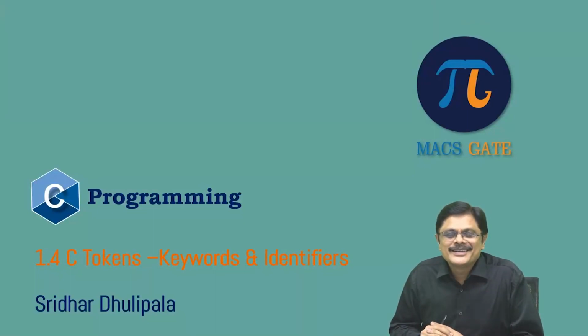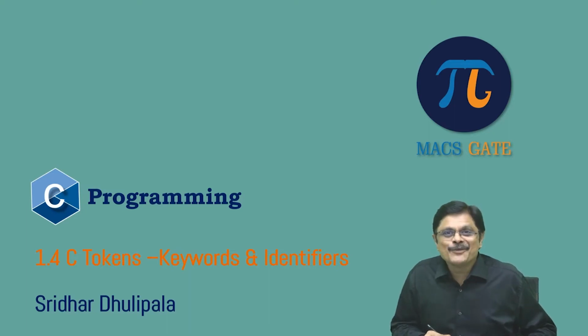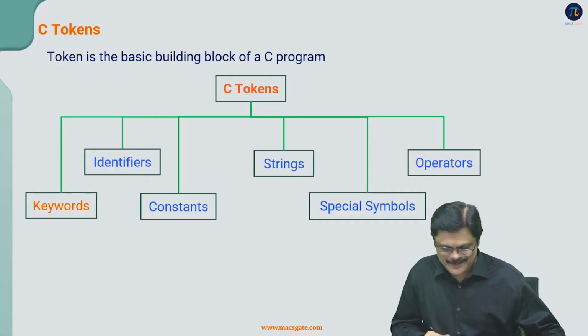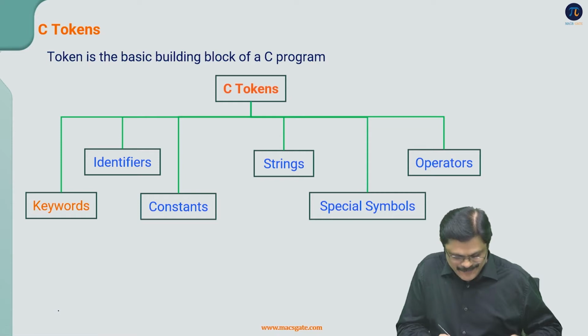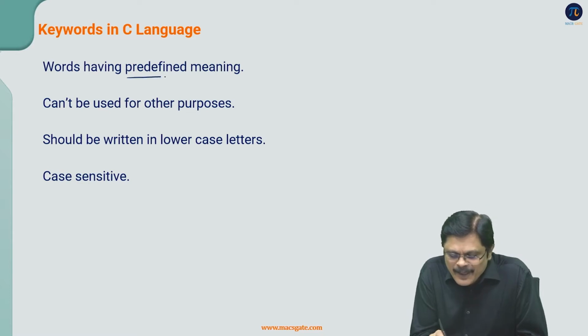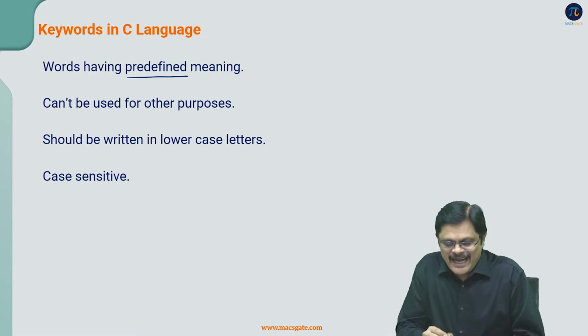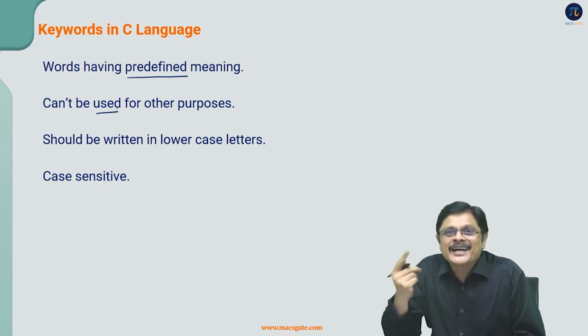Welcome back. Now under C tokens, let us see what are these keywords and identifiers. Let's start with keywords. Keywords are the words having predefined meaning. The meaning cannot be changed. The purpose cannot be changed. And we cannot use them for any other purpose.